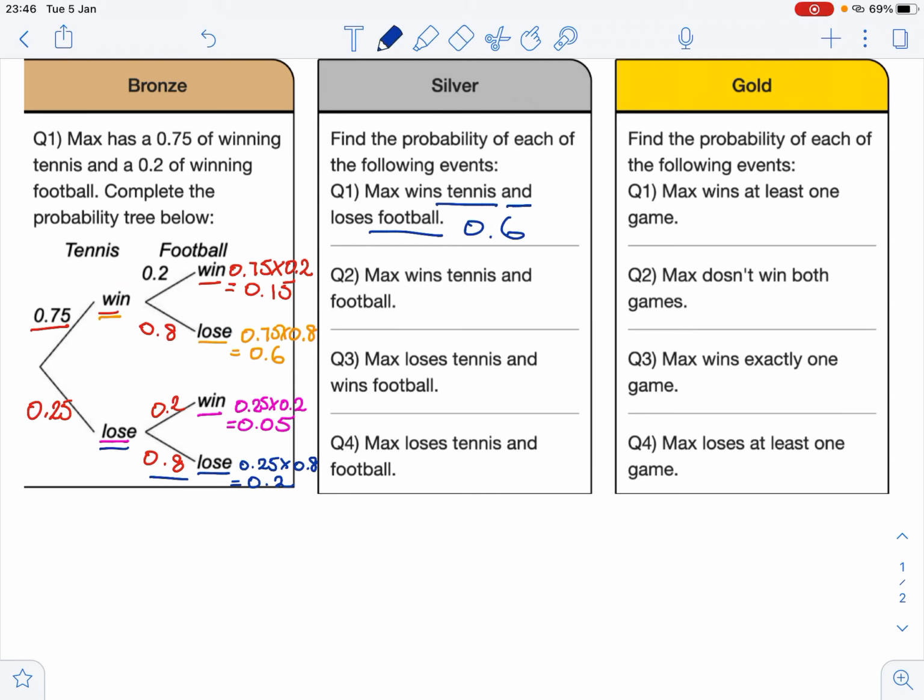Let's look at the next one. Max wins tennis and football. Max winning tennis is this here, then he wins again for football. So this is our answer. Remember, and means we multiply. So we have 0.75 multiplied by 0.2. So it's 0.15.